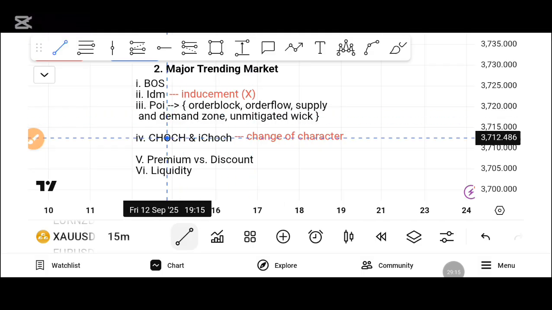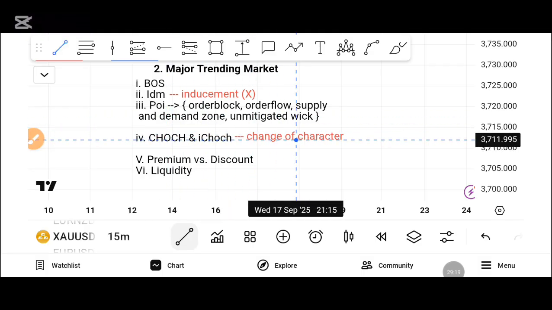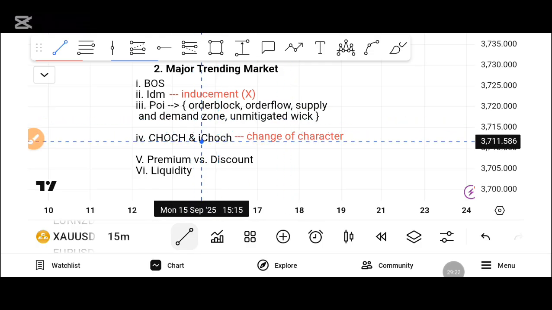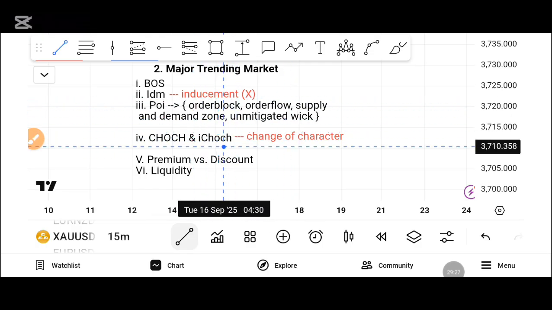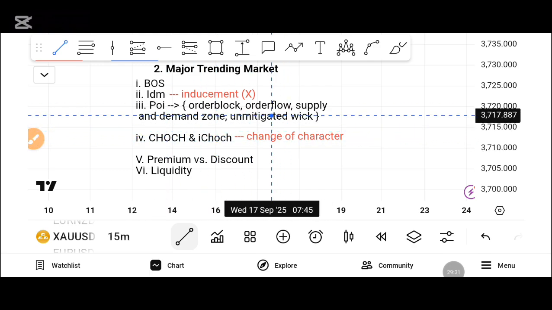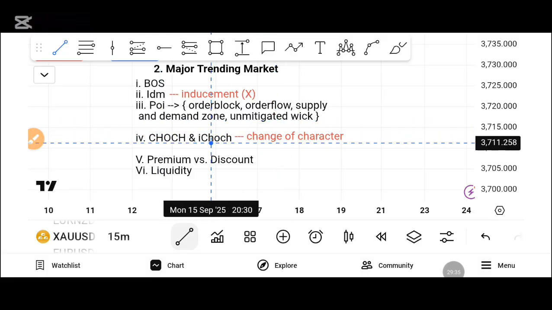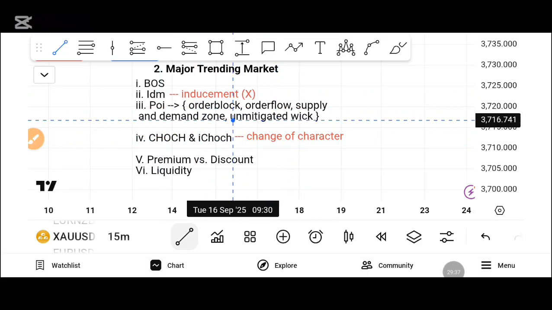So CHoCH means change of character, while iCHoCH means internal change of character. The I stands for internal. Internal means minor. So we have CHoCH, which means change of character, and iCHoCH means internal change of character. The first one is change of character, the second one is internal or minor change of character.